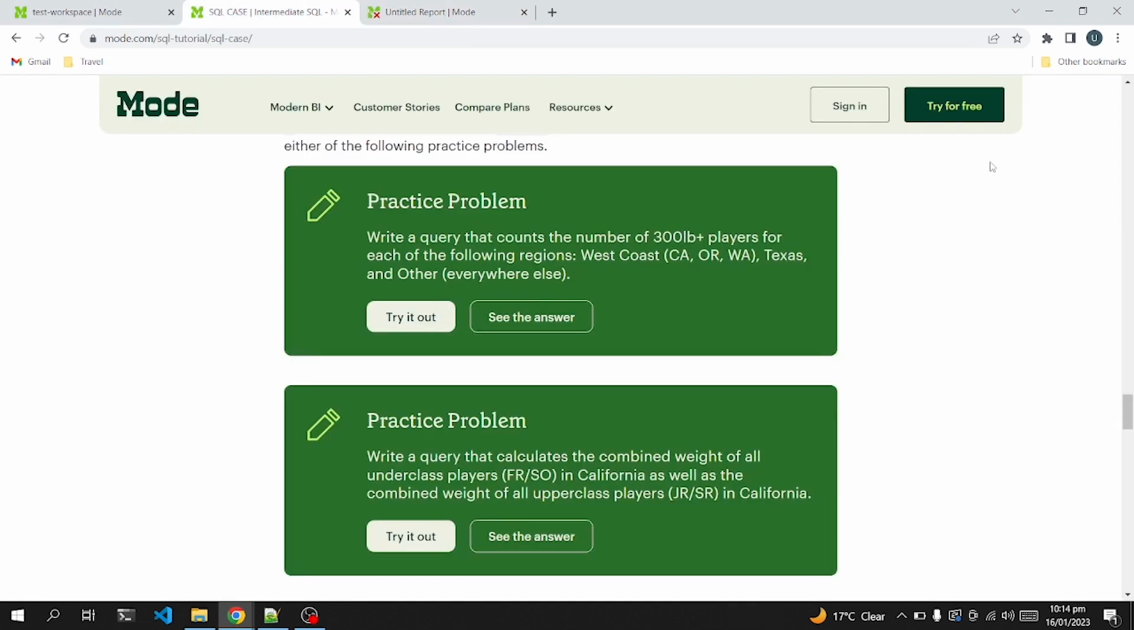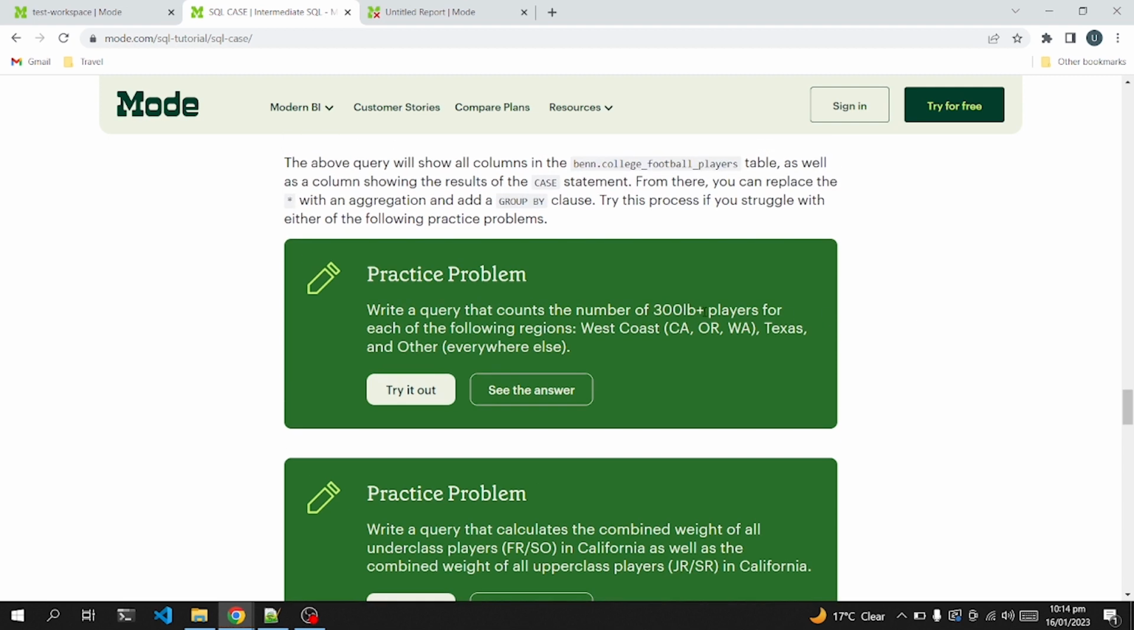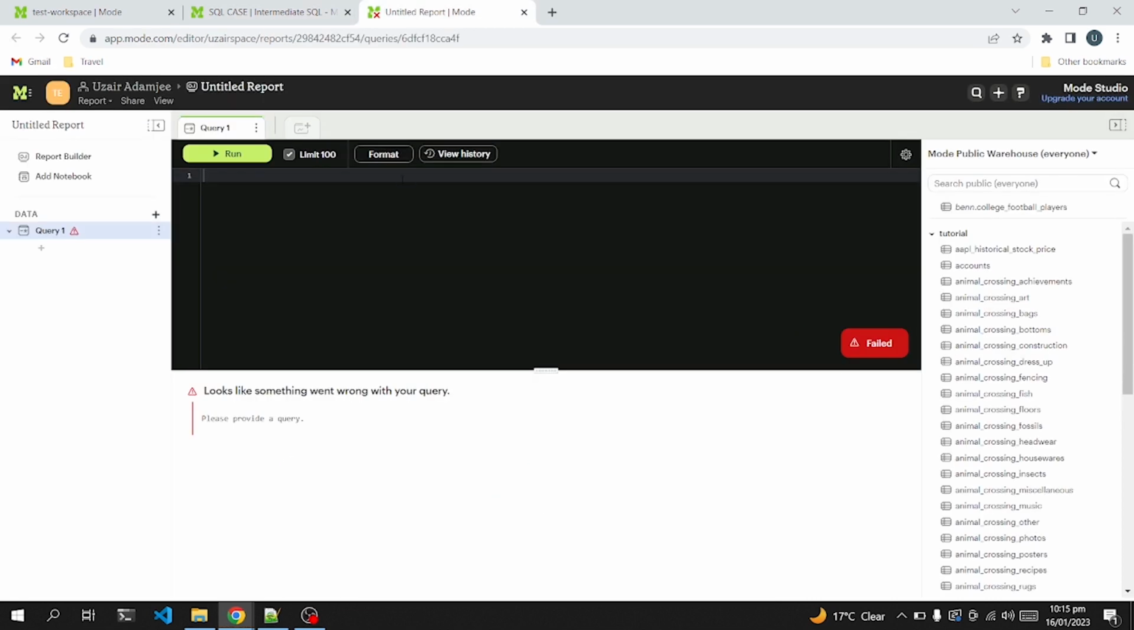It's good. So moving on, in another problem, we have to write a query that counts the number of 300 LB plus players, which means we have to use the weight column for it, and we have to divide the regions into West Coast, Texas, and other. So we have to write a case statement here as well. Let's try it out.